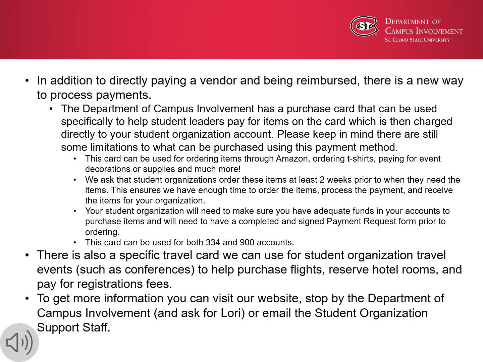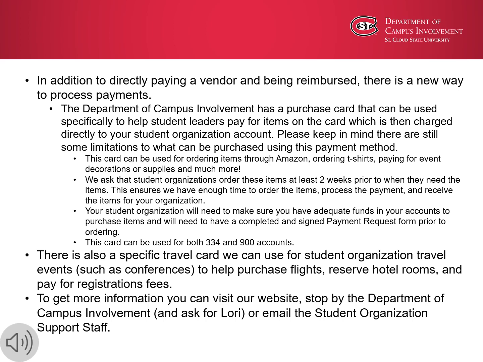In addition to directly paying a vendor and being reimbursed, there is a new way to process payments. The Department of Campus Involvement has a purchase card that can be used specifically to help student leaders pay for items on the card, which is then charged directly to your student organization account. Please keep in mind there are still some limitations to what can be purchased using this payment method. This card can be used for ordering items through Amazon, ordering t-shirts, paying for event decorations or supplies, and much more.